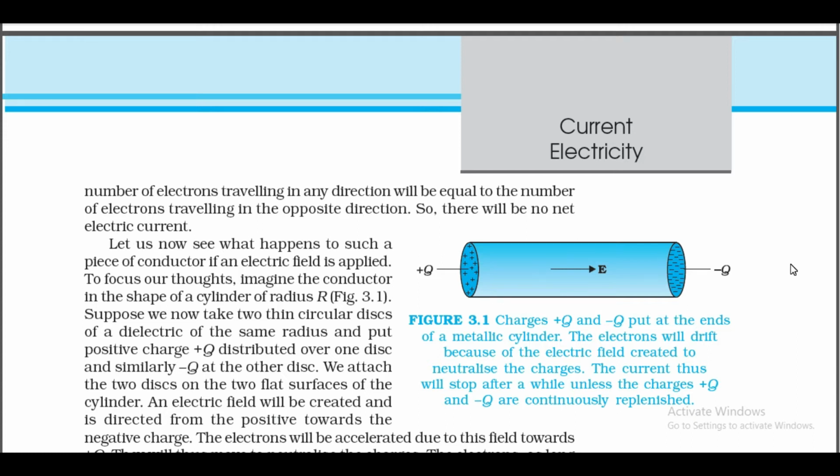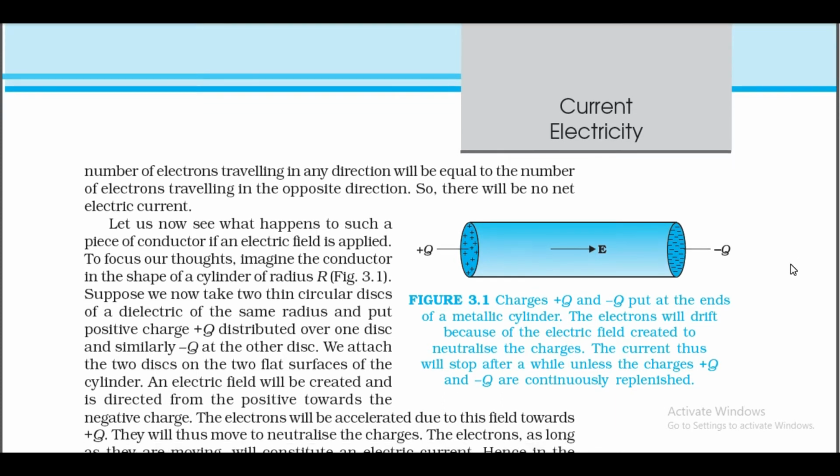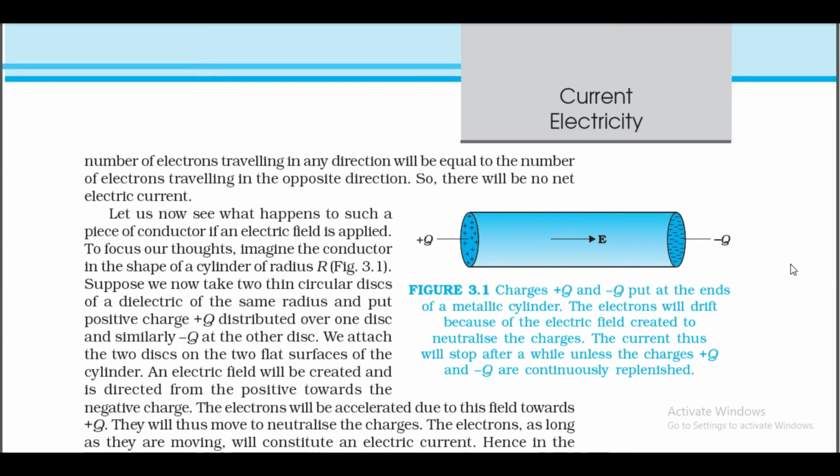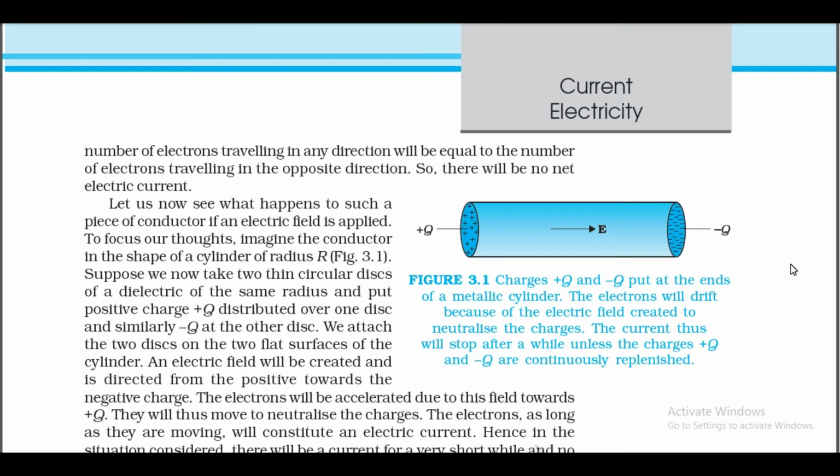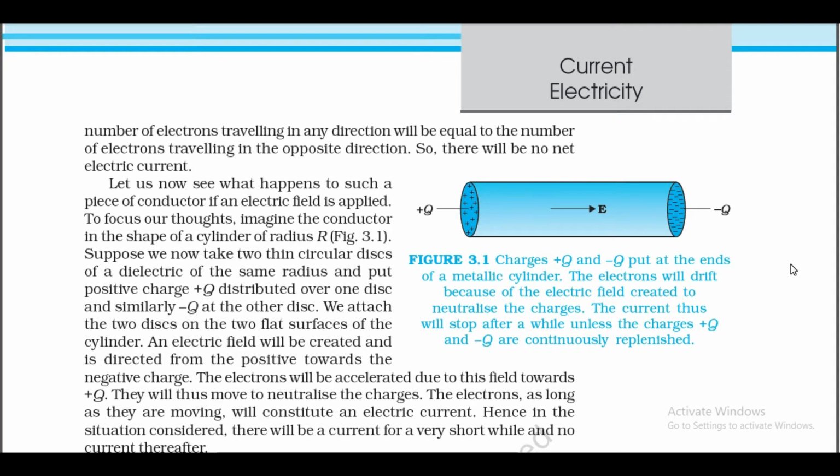Let us now see what happens to such a piece of conductor if an electric field is applied in the shape of a cylinder of radius R. Figure 1.3: charge plus Q and minus Q put at the ends of a metallic cylinder. The electrons will drift because of the electric field created to neutralize the charges. The current thus will stop after a while unless the charges plus Q and minus Q are continuously replenished.